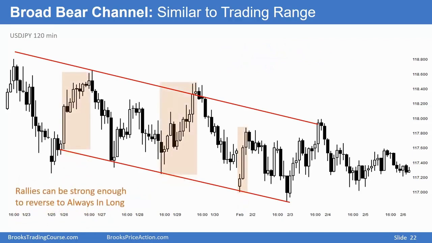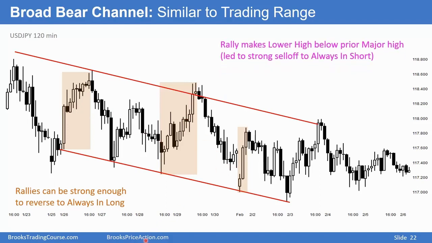Another characteristic of a broad bear channel, the reversals up are often strong enough to make the trend always in long. Here, here, here. However, as strong as the rallies are, they're still largely making lower highs. This rally went above that high, but not above the top of this strong bear breakout, and the reversals down led to new lows. So it's predominantly lower highs and lower lows, even though there's a lot of overlap, even though the market is often always in long, and even though it does go above some of the prior lower highs. It's still mostly lower highs and lower lows.